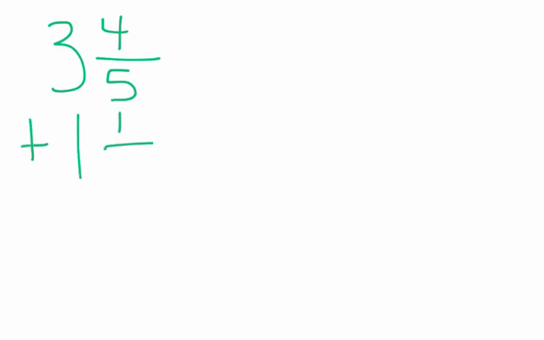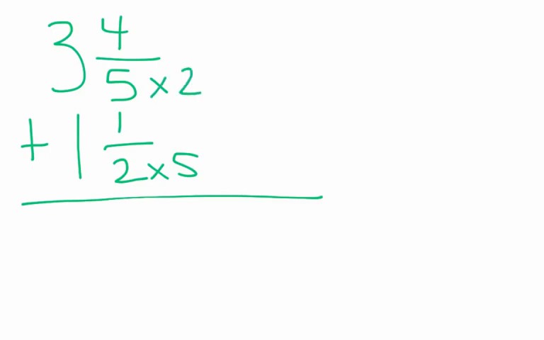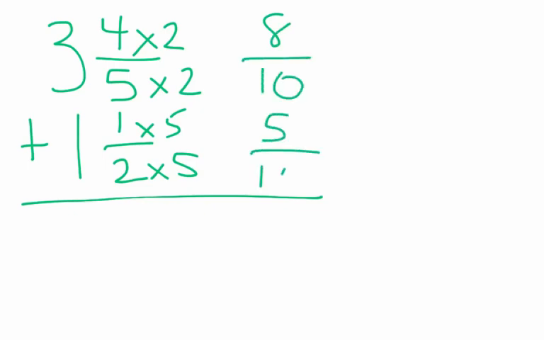Let's try another one. Say I had 3 and 4/5 plus 1 and 1/2. My denominators are different. I have to make them the same. 2 times nothing equals 5, so I'm going to marry them. What I do to the bottom, I do to the top to make an equivalent fraction. I now have 8/10 and 5/10.